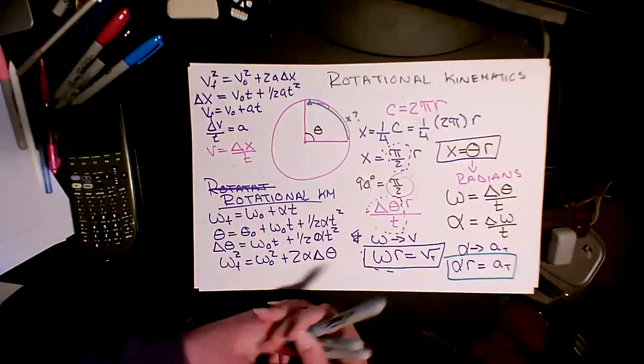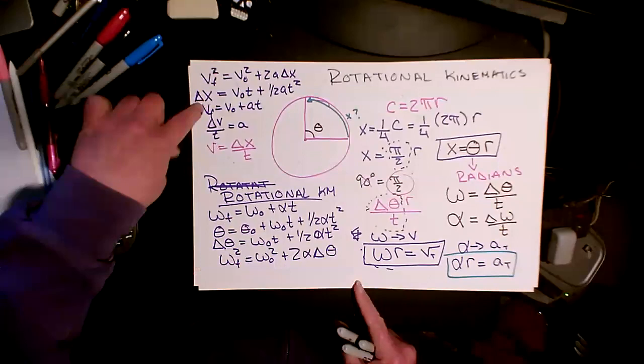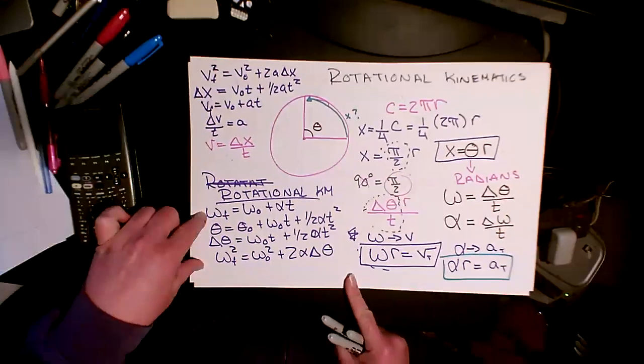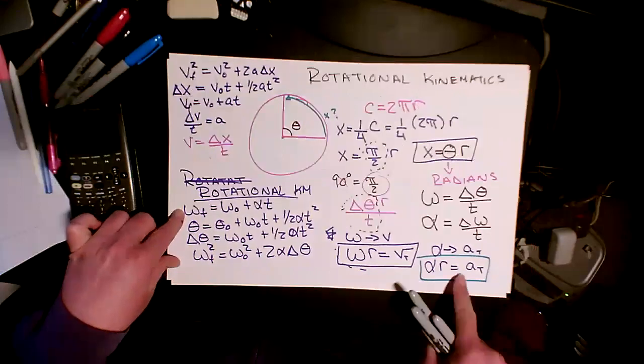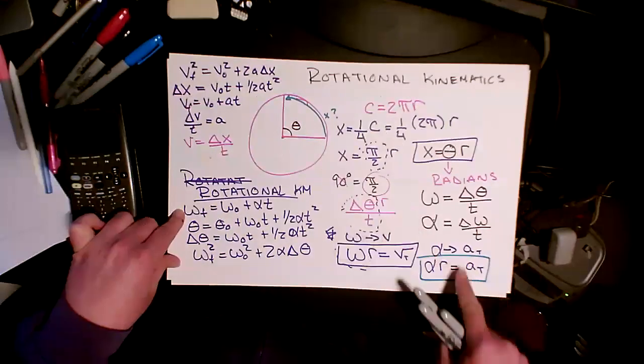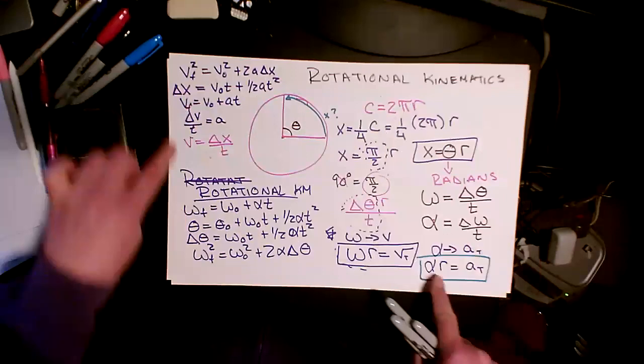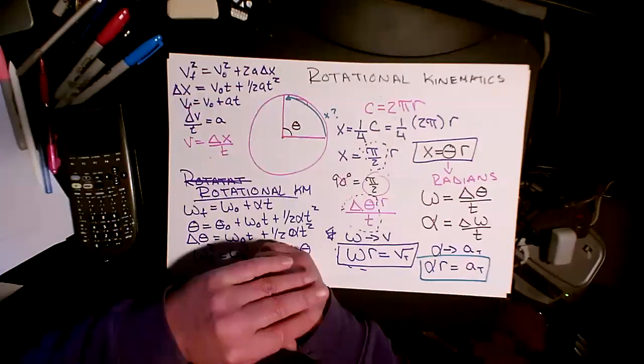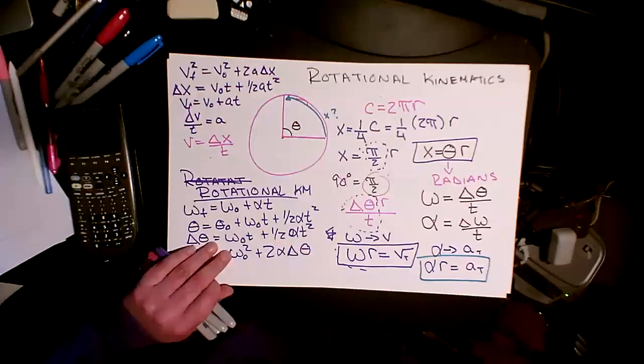That's the nice thing: these equations you're used to working with give us the exact same thing in rotational kinematics. The only difference is we have these bridges that can get us from our linear behavior to our rotational behavior. And now we're going to play with that for a second, or actually more than a second.